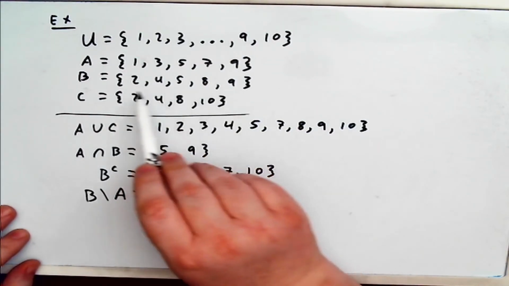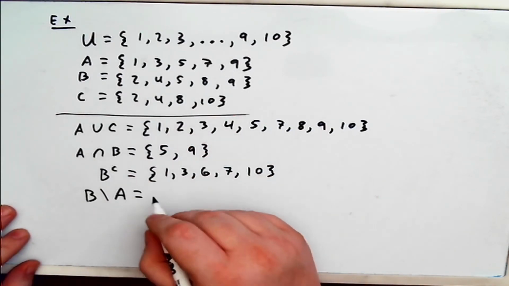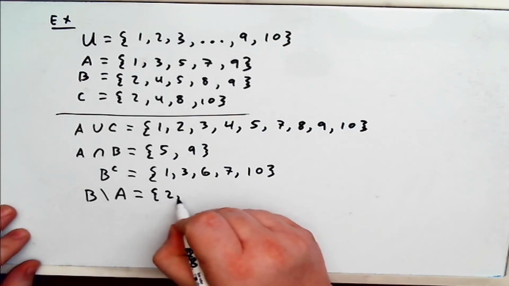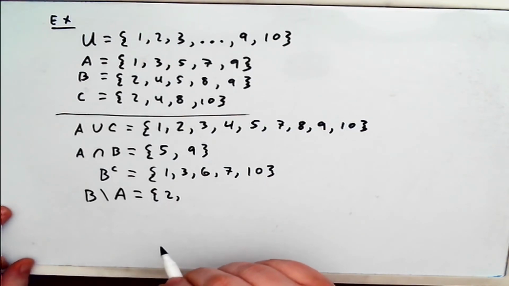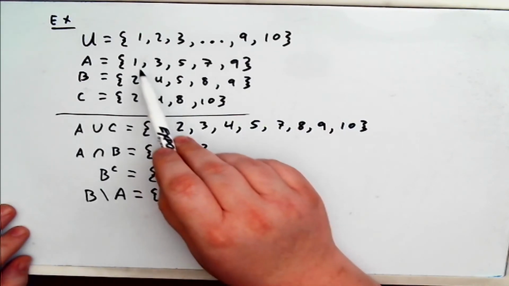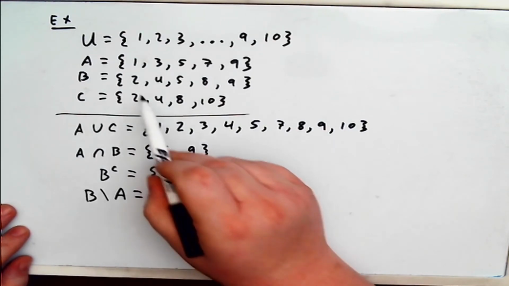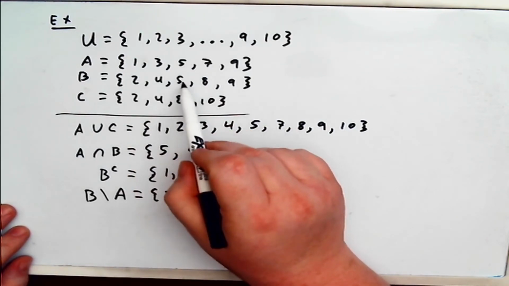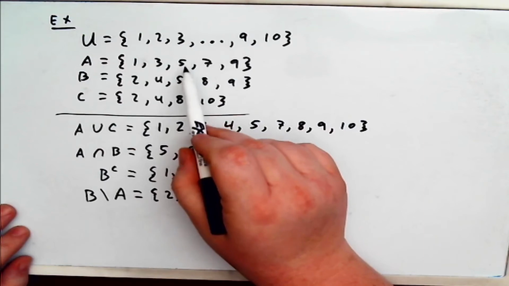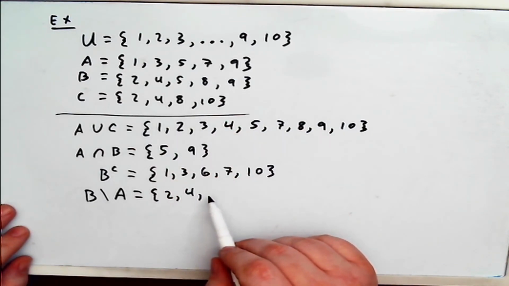So going through B, I start with 2. 2 is not in A, so I keep that one. Right? Remember, I only remove the elements that are shared or in common to both. 4, well, that's not in A, so I'm going to keep 4. 5, that's in A, right? So 5 is in both, so I want to remove that element from this set. Okay, so I don't put 5 down.